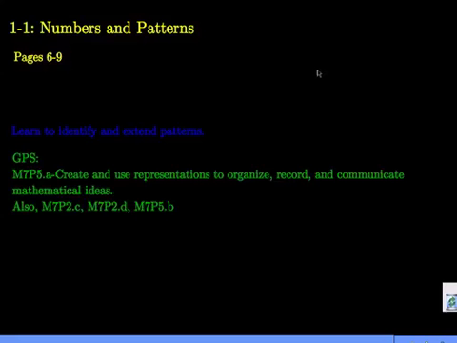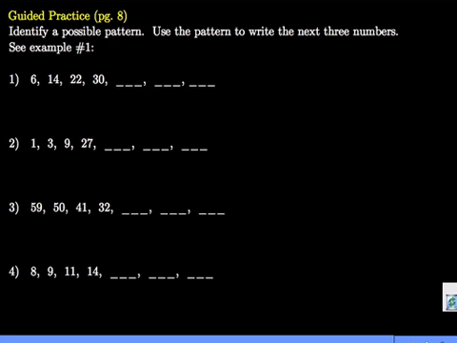Today we're working on numbers and patterns, which can be found on pages 6 through 9 of your Course 2 math textbook. Our purpose today is to learn to identify and extend patterns. Mathematics is a series of patterns, and we'll talk about that more throughout the entire course. We'll be using the Georgia Performance Standard M7P5A. We'll be using the guided practice to get us through today's instruction. We're going to identify a possible pattern, use the pattern to write the next three numbers, and for further information on these, you can also see your textbook example 1.